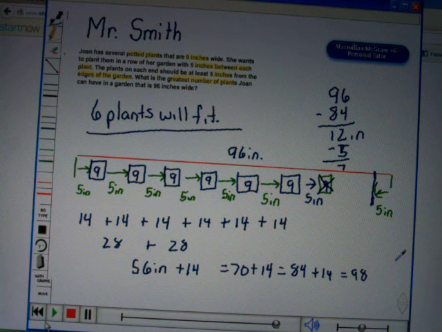Alright, and hopefully between my example and Mr. Smith's example, you have a good understanding of what to do with your lesson. So this concludes your lesson.